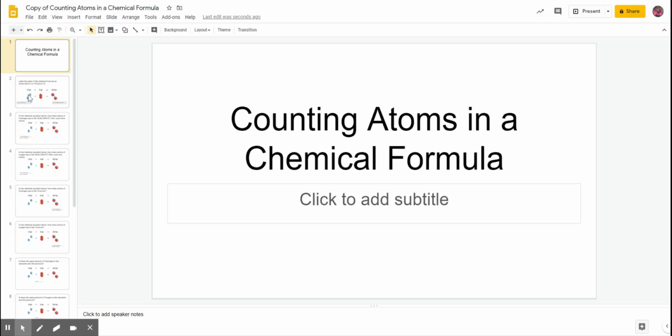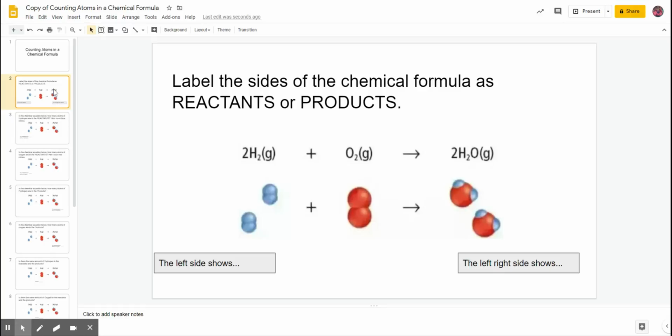Alright, I had a lot of questions about this assignment, so I'm going to make a video for you all to watch, to make sure we're really understanding what's going on here and not having any issues. So first step, label the sides of the chemical formula as reactants or products.